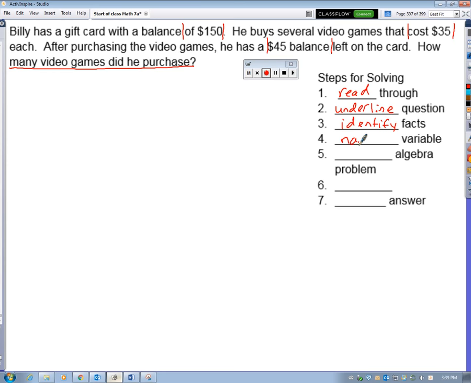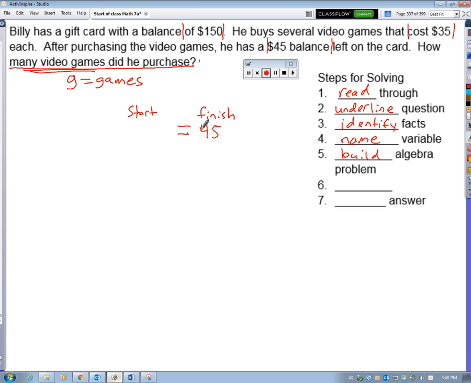Alright, let's go ahead and name the variable. Remember, look to the question. It's going to tell you we want to know how many video games he bought. Alright, let's use G for games. Okay, that's what we're trying to find out, how many games he bought. Now we just need to go ahead and build our algebra problem. Okay, this time we have a start and we have a finish, so we're going to set it up like this. Here's our equal sign. We're going to put our start over here on this side and our finish over here on this side, and we finished with a $45 balance.